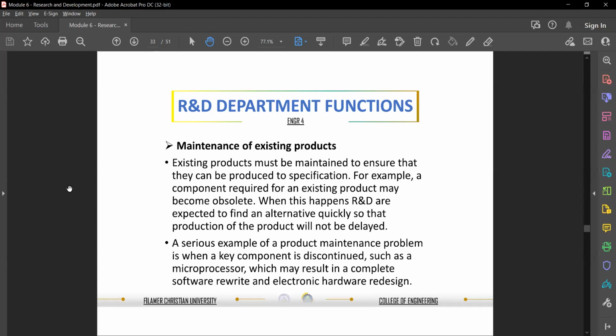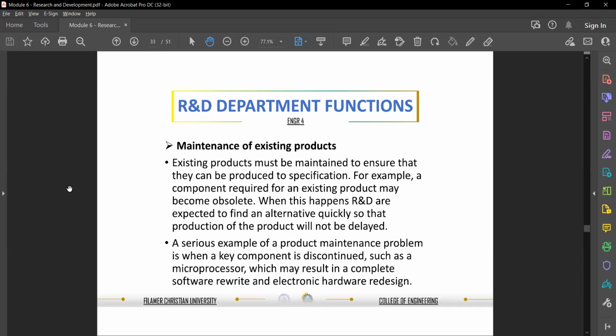Then we have maintenance of existing products. So ito yung mga customer support. Ayan. Diba? So yung mga technical support natin. So it handles the maintenance of existing products. So kung paano ba nila susuportahan yung consumer nila na bumili ng existing products. So existing products must be maintained to ensure that they can be produced to specification. For example, a component required for an existing product may become obsolete.